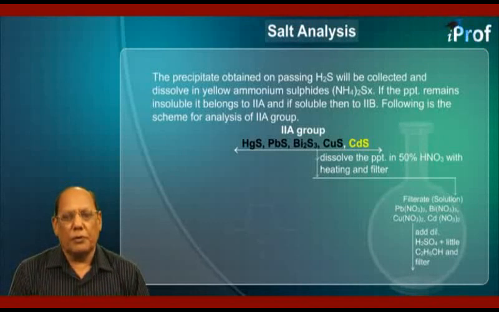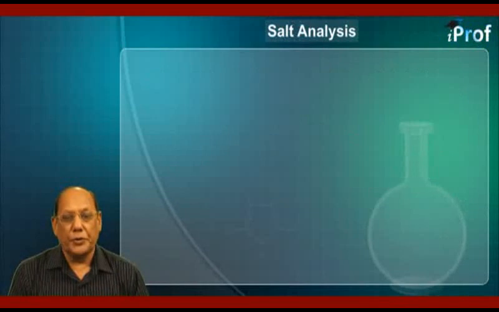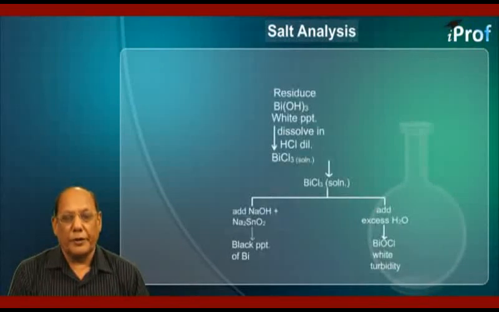To this filtrate solution, we add dilute H2SO4 plus little ethanol and then filter. Residue of bismuth hydroxide, a white precipitate. As shown in the chart, we take this residue and dissolve in dilute HCl. So we get a solution of bismuth chloride BiCl3. We divide this solution into two parts.